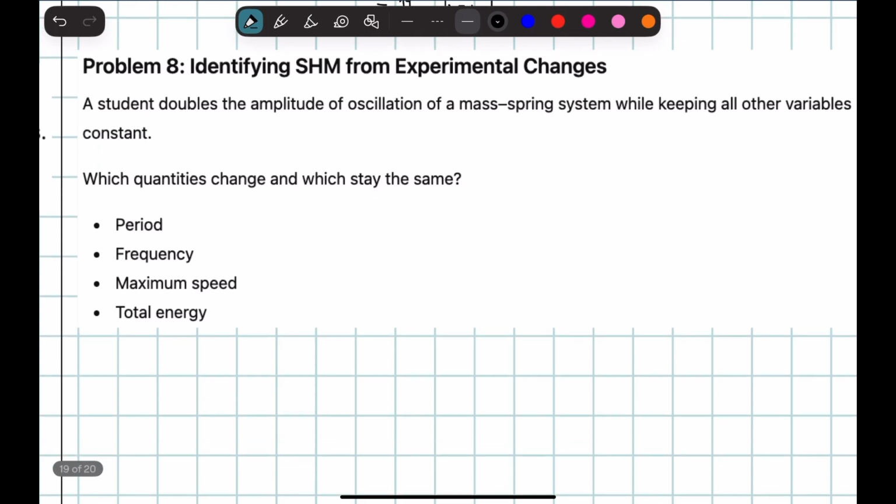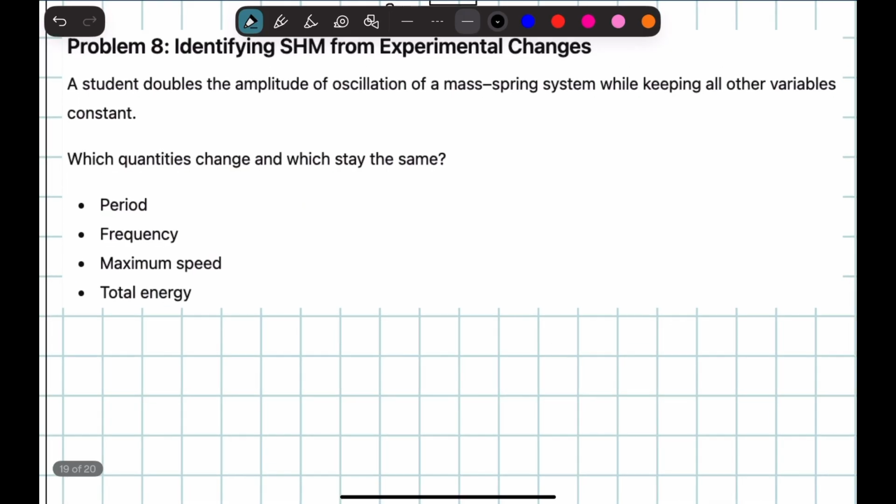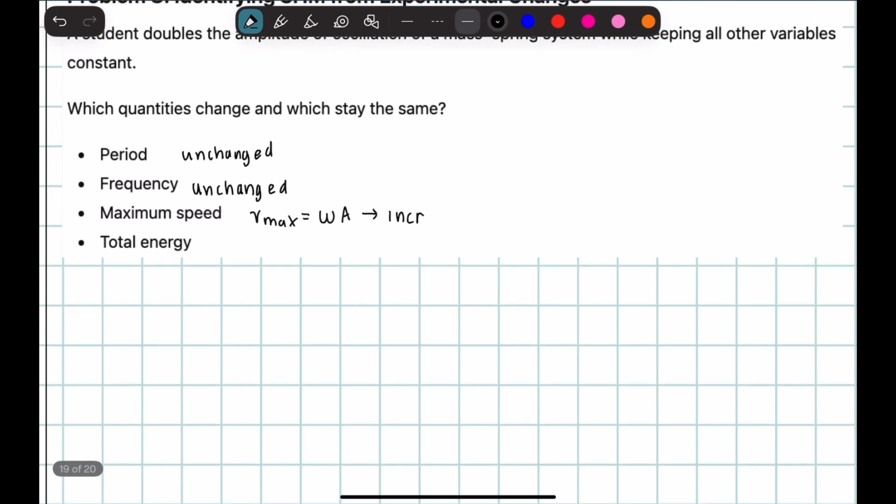A student doubles the amplitude of oscillation of a mass spring system while keeping all other variables constant. Which quantities change and which stay the same? Period will be unchanged. Frequency will be unchanged. The maximum speed, v max, is equal to omega A. That will increase. The total energy, E, is equal to 1/2 k A squared, amplitude squared. That will also increase.